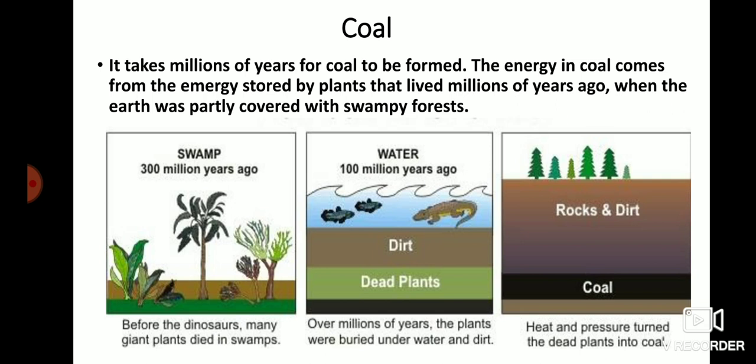The energy in coal comes from the energy stored by plants that lived millions of years ago, when the earth was partly covered with swampy forests. In this picture, you can see millions of years ago, the swamp, which means the thick forest, in the age of dinosaurs. Many giant plants died and got buried. These plants mixed with the dirt and water, and by the pressure and heat change into coal.